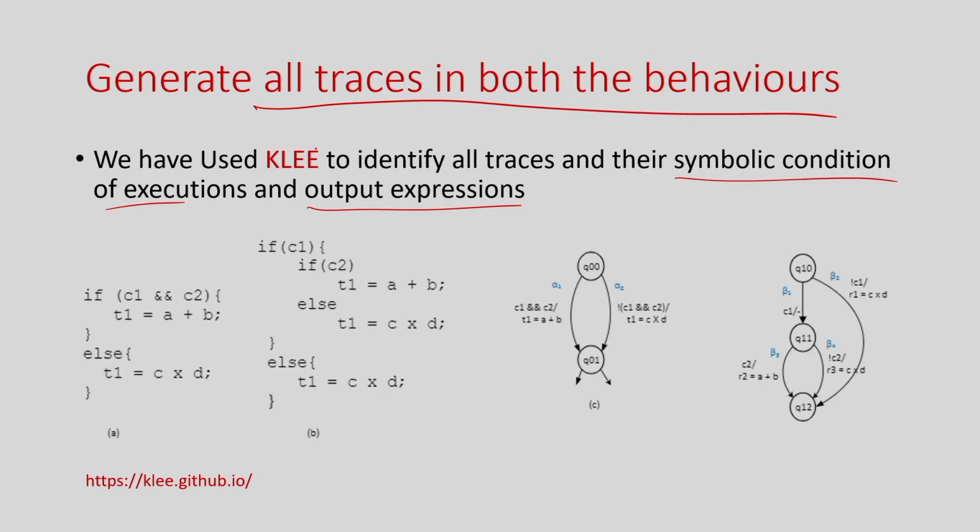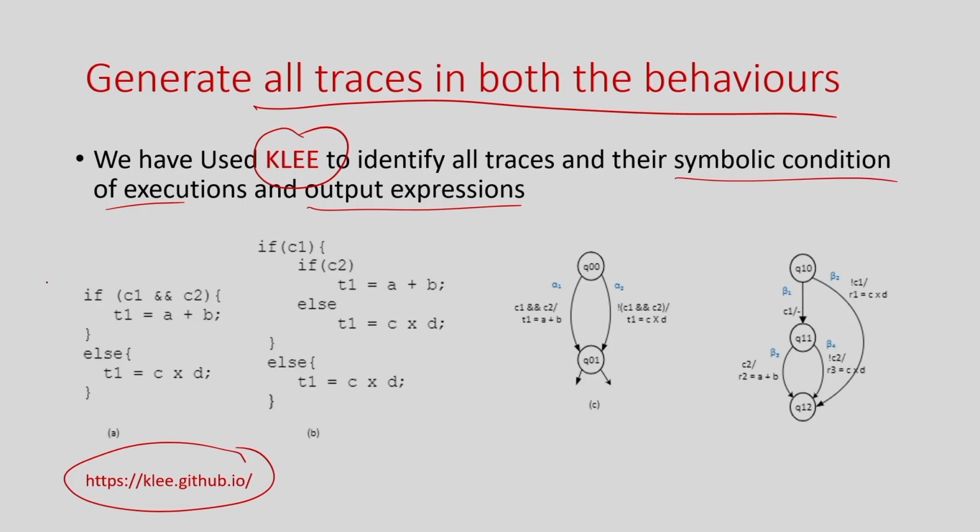For that we have used a tool called CLI, which is a symbolic execution tool. If you give it a C program, it identifies all the traces and their conditions of execution and data transformations symbolically. This is the link for the tool, you can actually try that. Let us take an example here.